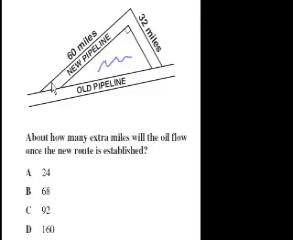So the new route is going to be 60 miles plus 32 miles. So the new route is 92 miles. So what was the old route? Well, the old route was the hypotenuse of this triangle, right? That was the old route.